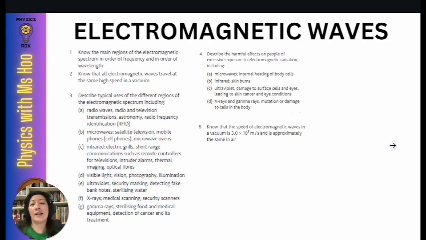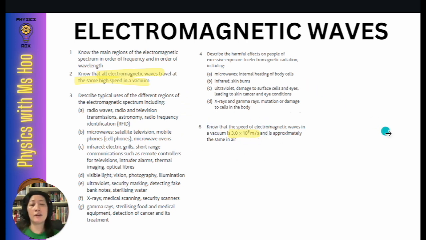Next, let's go on to electromagnetic waves. Wow, there's a lot of things to know. So you must know the electromagnetic waves in terms of what the waves are within the spectrum, in terms of their frequency and order of wavelength. So you can see number 3, you've got to know all these different electromagnetic waves as well as their uses, the harmful effects of some of these waves, and you must know some properties here, which are, for one, all electromagnetic waves travel at the same high speed in vacuum, and that value is 3 × 10⁸ meters per second, and this is approximately the same in air.